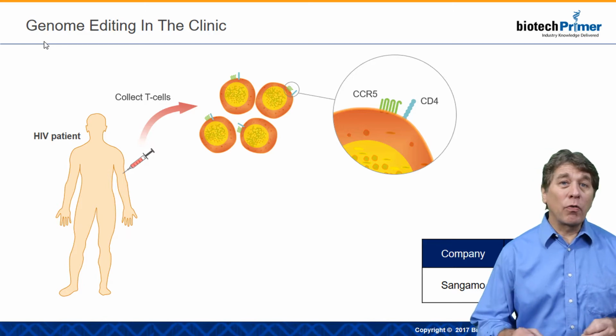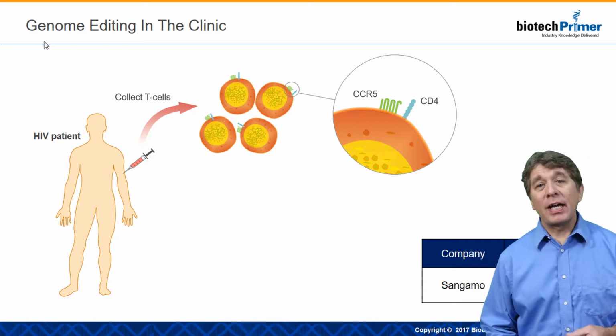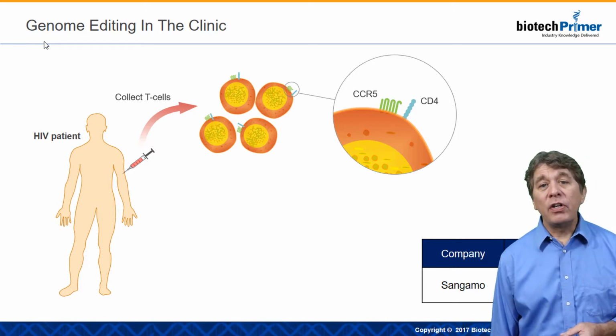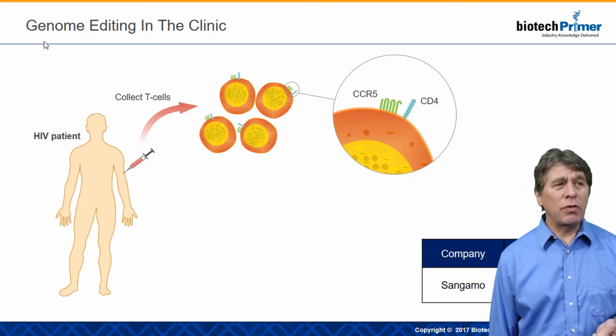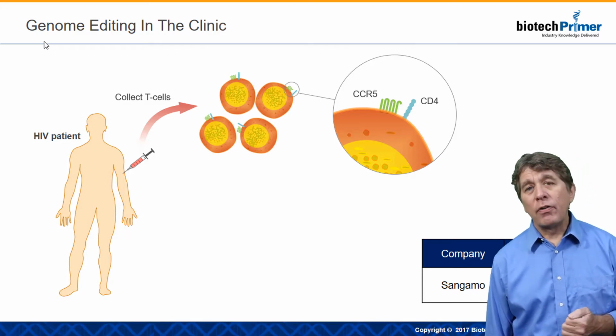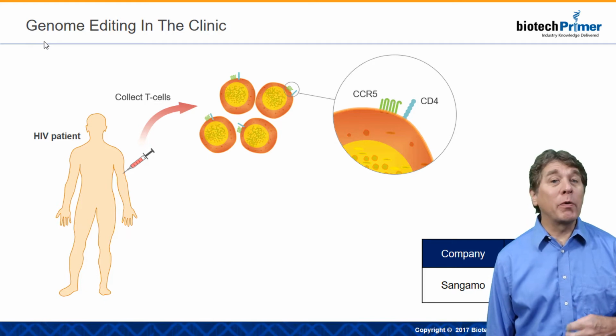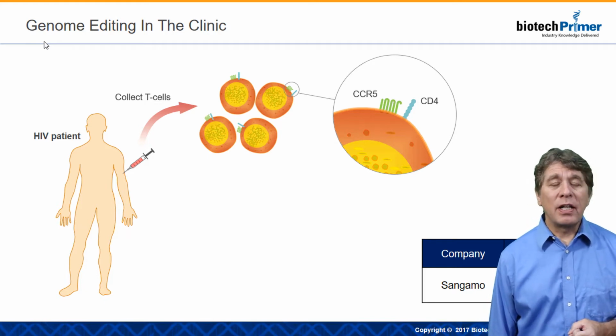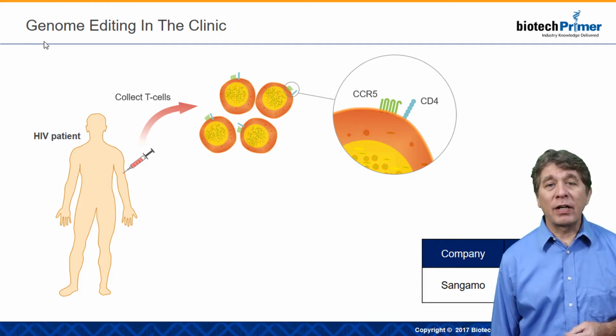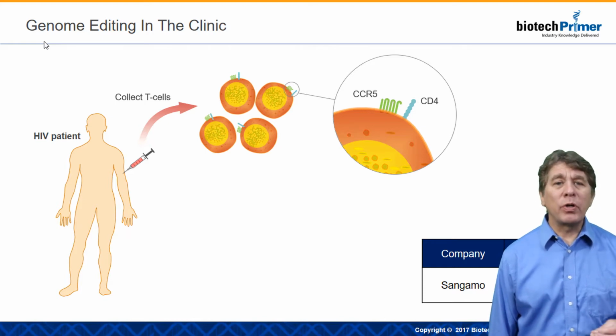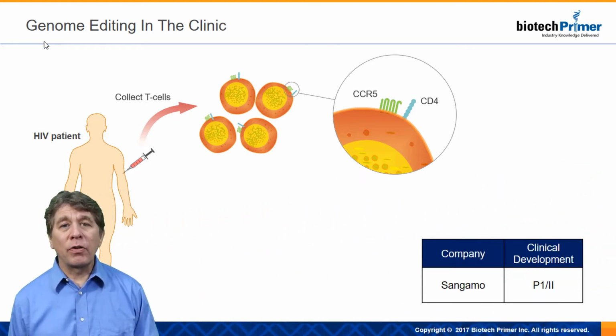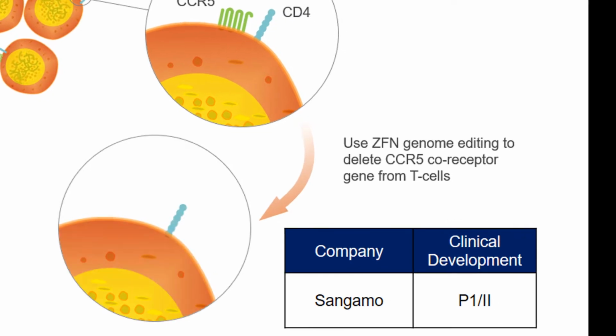It turns out in order for HIV to infect cells, it actually uses a receptor called CCR5 as well as the T cell receptor CD4. And so what we're going to do is if we remove one of those receptors, then the virus will no longer be able to infect the cells. And we're going to be able to achieve that by using something called zinc finger editing, ZFN.